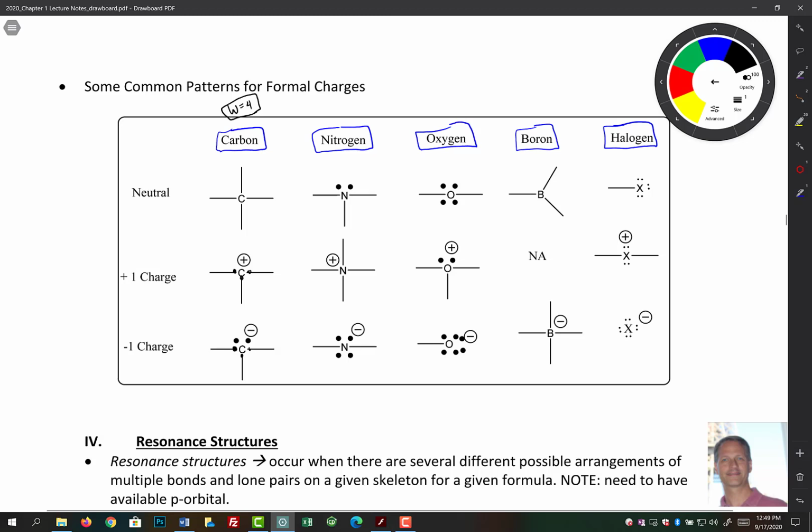All right, guys, so the next section that we're going to talk about is resonance structures. We need our own lecture for this because this one's going to be a little bit longer as compared to our discussion here of formal charges.